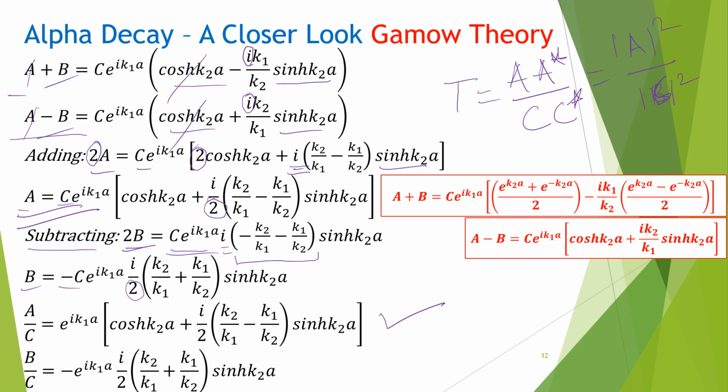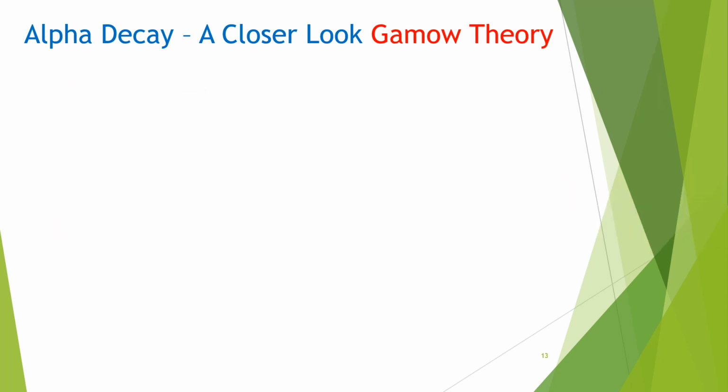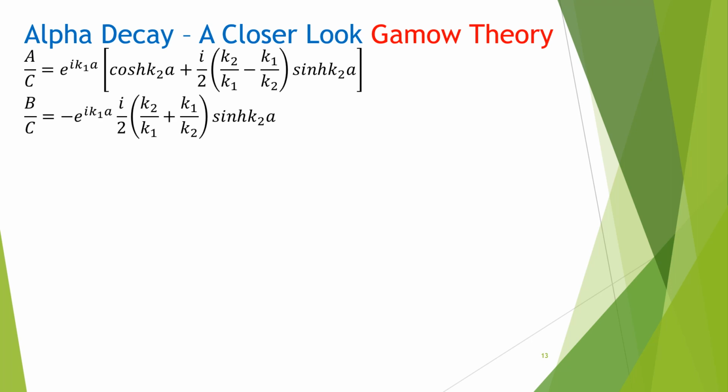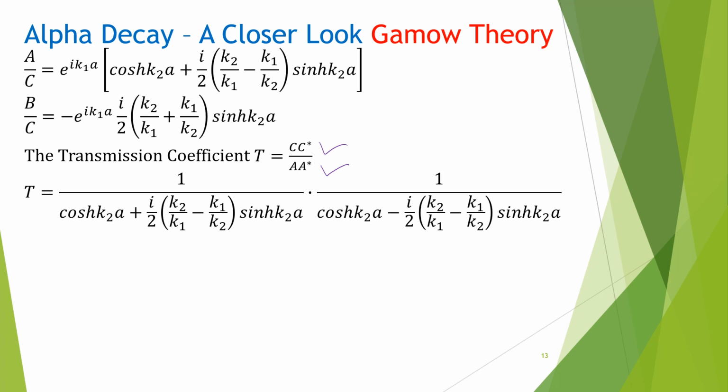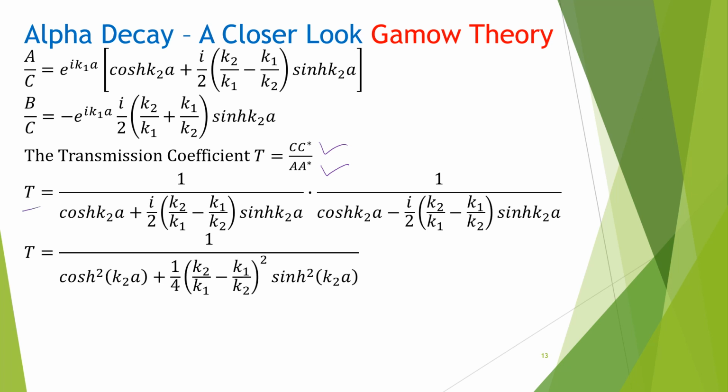Similarly, B by C, I am not going to use this. For your convenience, I am rewriting A by C, B by C, and the transmission coefficient T, that is C into C conjugate divided by A into A conjugate. So this expression for transmission coefficient looks like this on your screen.